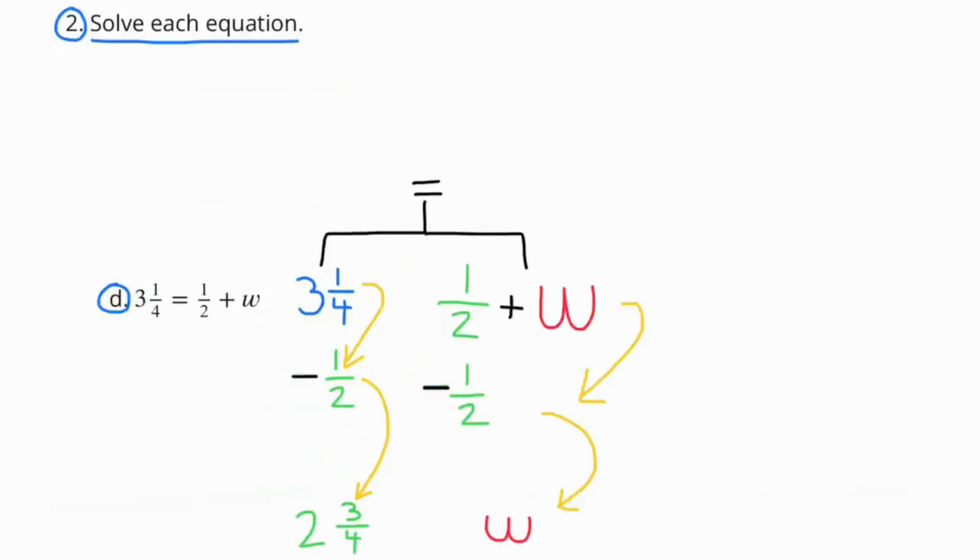D. 3 1/4 equals 1/2 plus w. I set this one up like the hanger that we practiced in the previous lesson. Well, if I want to find out the value for w, I have to get rid of the 1/2. So I take away 1/2 from the w side, and then I take away 1/2 from the 3 1/4 side to make sure that they still balance. So now at the very bottom, I have a w all by itself and a 2 3/4 because 3 1/4 minus 1/2 equals 2 3/4. The value for w is 2 3/4.